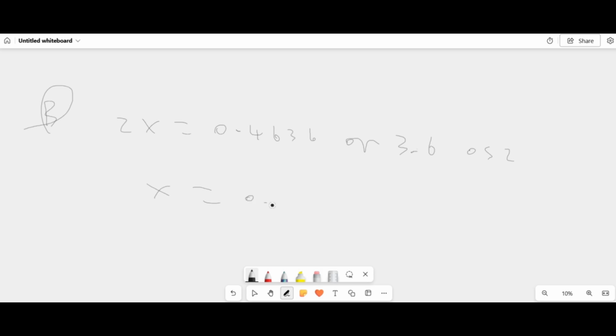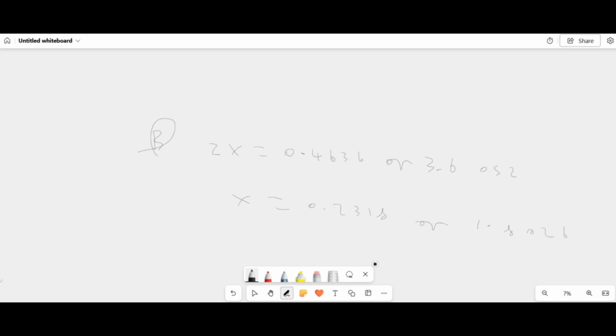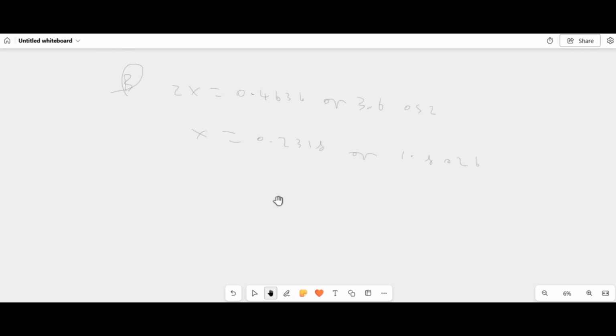So x is going to be 0.2318 or 1.8026 or something. Okay, cool. And if you look at the graph here, B is the second thing here. Obviously, this is within a 2 pi range here. I think you can tell from the graph, or it doesn't really matter anyway because it will repeat. It's just taking a section of the graph, so it doesn't really matter, bro. You don't need to keep adding pi here. Just find the first 2 solutions here.